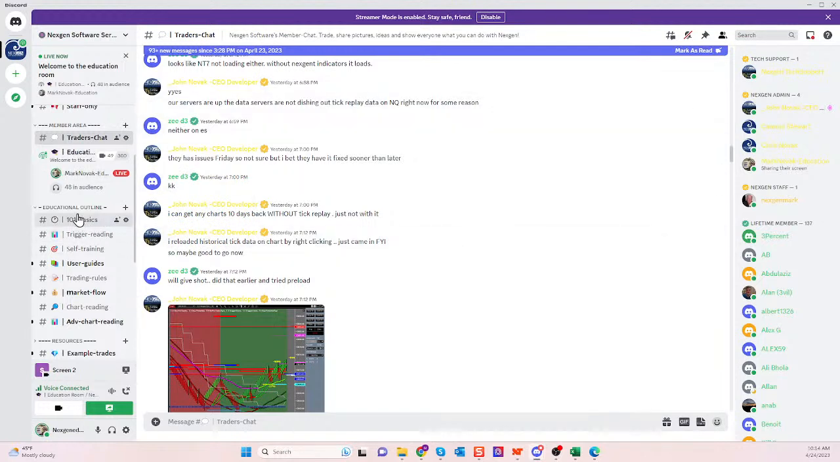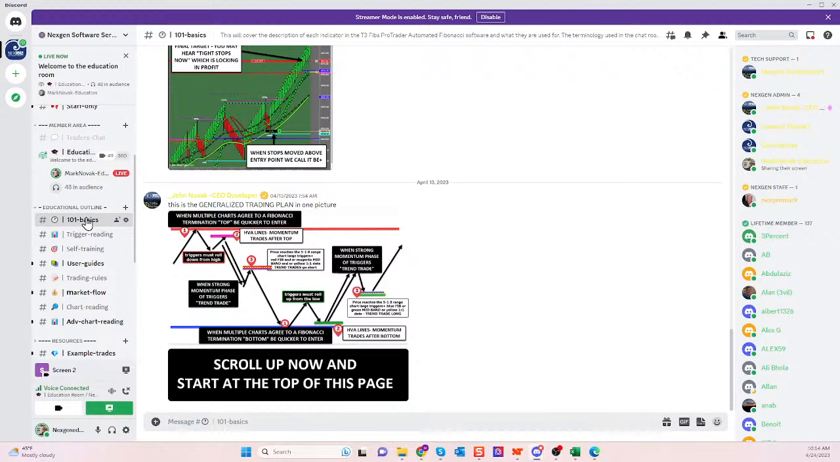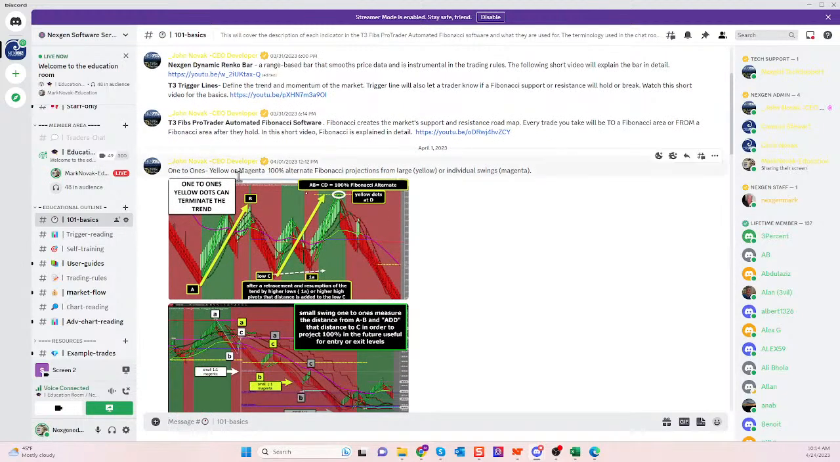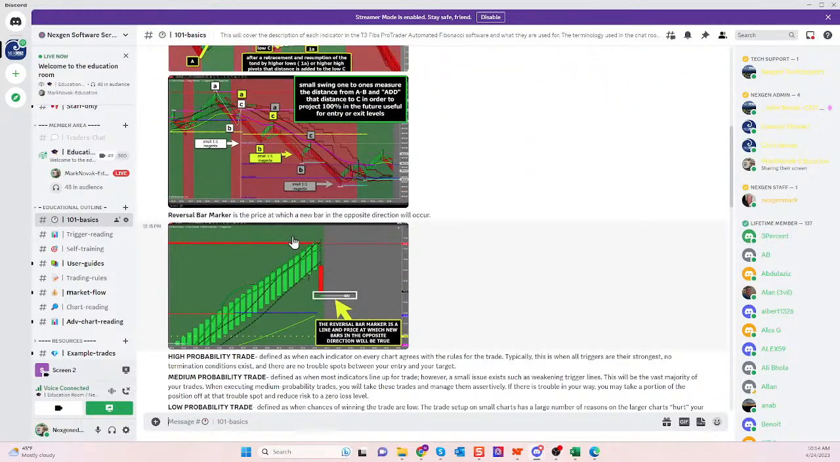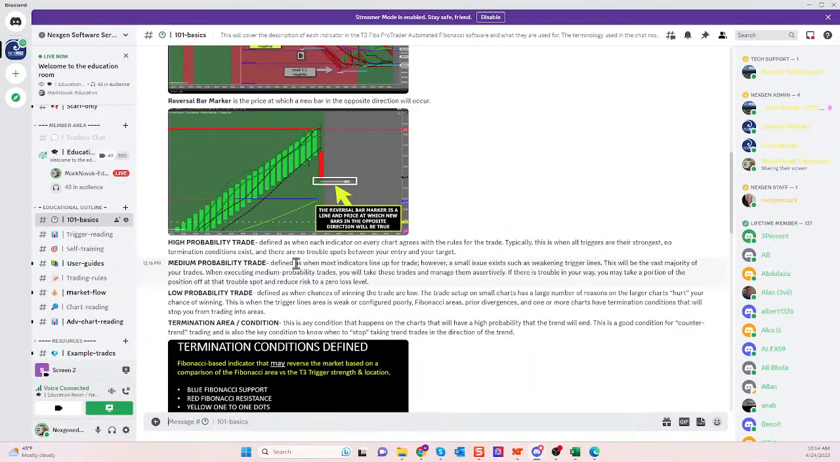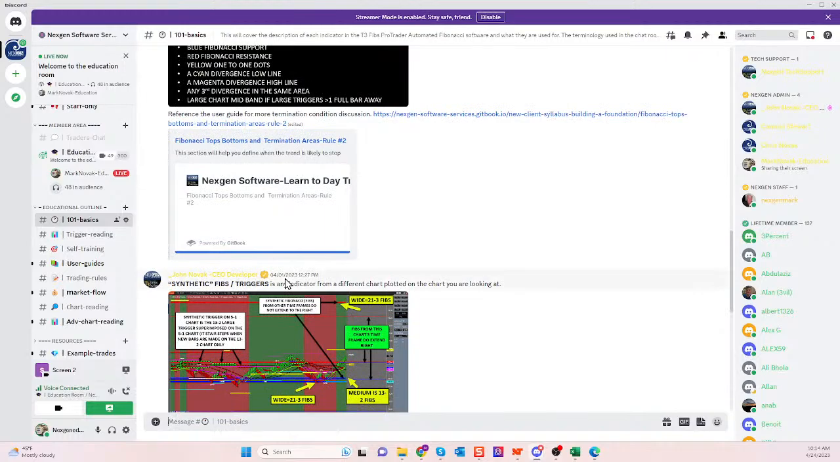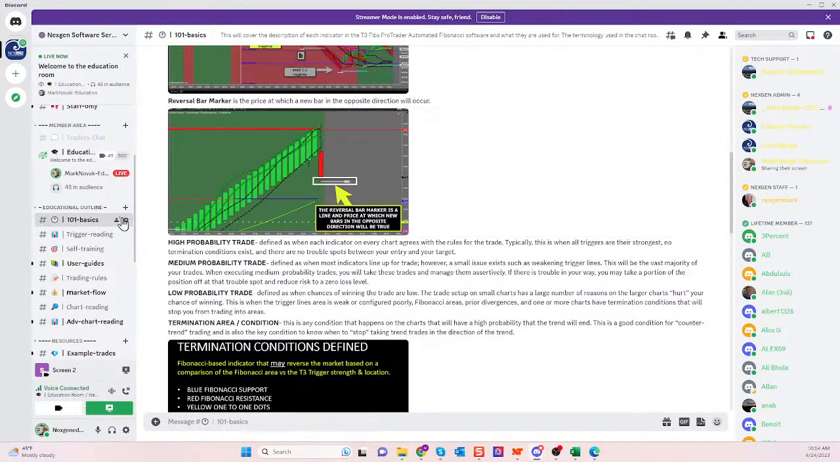So guys, let's look at this. Under the educational outline here in Discord, my new users, 101 basics. This is the start of the 101 channel, guys. This is going to cover the descriptions of the indicators. This is going to talk about the Renko bar, the trigger lines, the automated software. What are you getting into? This is all the basics, talking about what you're seeing, what they mean. Talking about high probability, medium probability, termination conditions, right? All those things that you need as a brand new user.